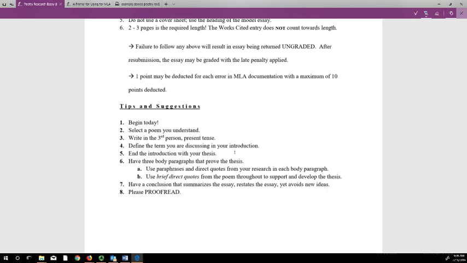Then all these other things, we just want to follow the same things that we've been doing. Item number 6 here, 3 body paragraphs that prove your thesis, with paraphrases and direct quotes from the research, and you want to have brief direct quotes from the poem. Do not copy-paste the whole poem in your paper. That is not good.